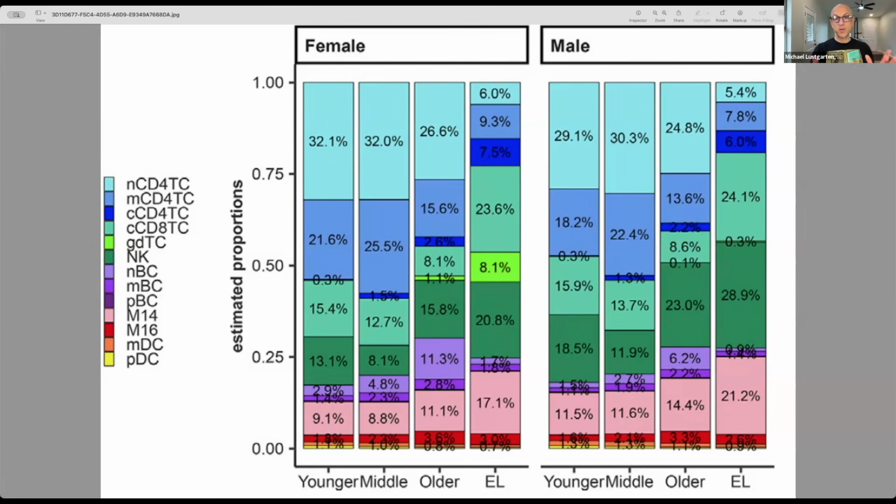So then it becomes, okay, what do these immune cell subtypes, these further subdivisions of lymphocytes and other immune cells, look like in centenarians, which you've got up here as EL, extended or extreme longevity, when compared with younger, middle, or older age groups? I think I've shared this with George because this is from one of George's papers.